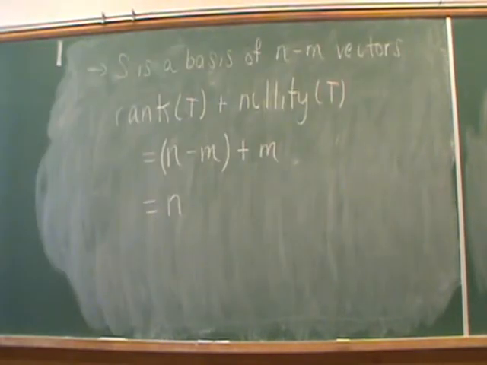We know that S is a basis. You can go back and check that it is actually a basis of n minus m vectors. So that tells us that the rank of our linear transformation is going to be n minus m. So when we add together the rank and the nullity, we do indeed end up with a value of n.